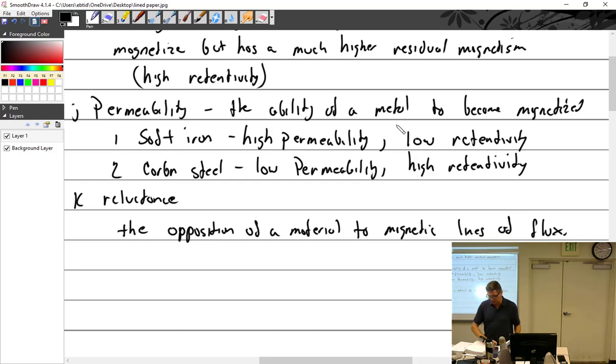Yeah, I would think a reluctance is more like an insulator, like a flux insulator.